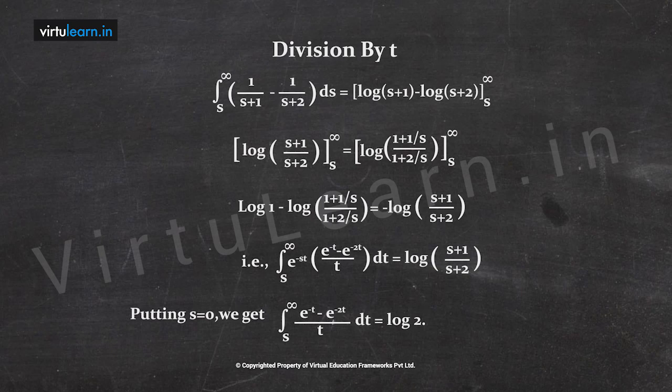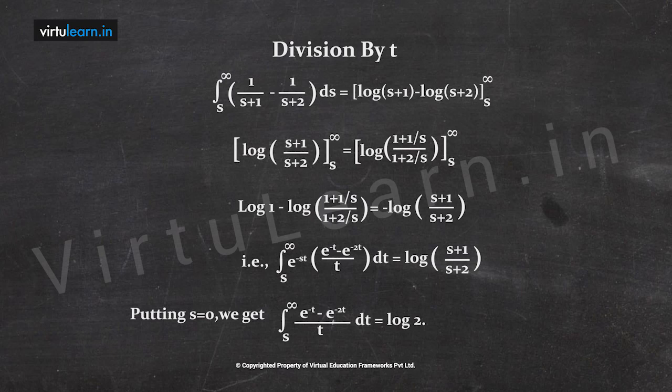I got like this: integral 0 to infinity e power minus st into (e power minus t minus e power minus 2t) by t dt equals log of (s plus 2) by (s plus 1). But already we have taken at first s equal to 0. Then you substitute s equal to 0, means integral 0 to infinity (e power minus t minus e power minus 2t) by t into dt. Means when you substitute s equal to 0, the same question has come again. For that, the answer at s equal to 0 is log 2.